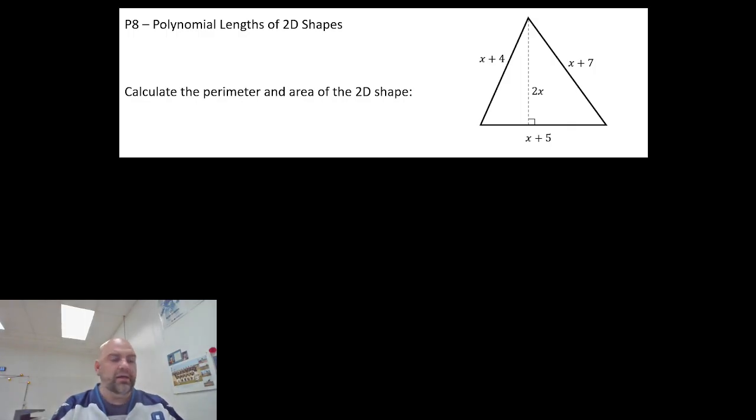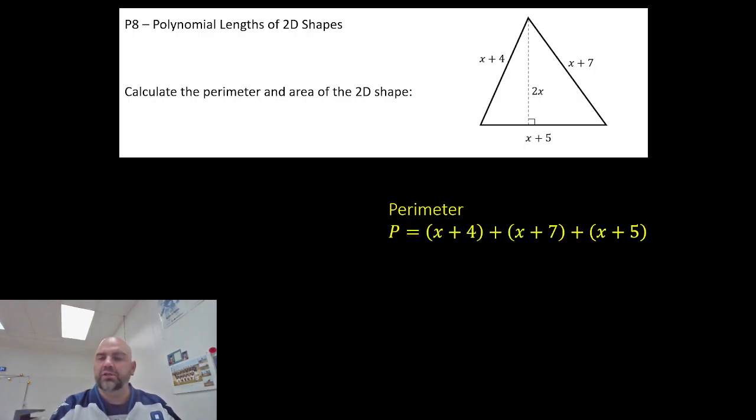Okay, welcome back. We're going to start off with the perimeter of this triangle, and the perimeter of the triangle, again, is adding all the sides together. Now, we only have 3 sides, so we're just going to add those 3 sides together. The 2x is not a side, that's a height. So we're going to add the 3 sides, x plus 4, x plus 7, and x plus 5 together, and it's going to look something like this.